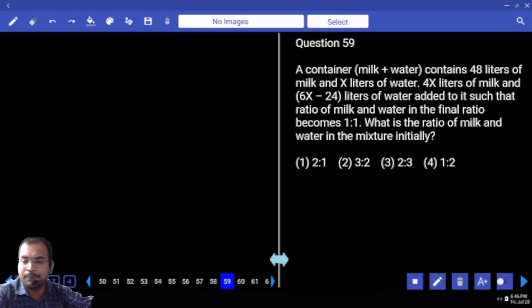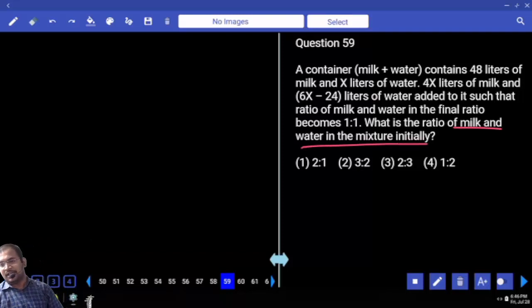Chunana, next question chudu. A container contains 48 liters of milk and x liters of water. 4x liters of milk and 6x minus 24 liters of water are added to each, such that the ratio of the milk and water in the final mixture becomes 1:1. What is the ratio of the milk and the water in the mixture initially? So, they are asking milk and water in the mixture initially. Okay, no problem.